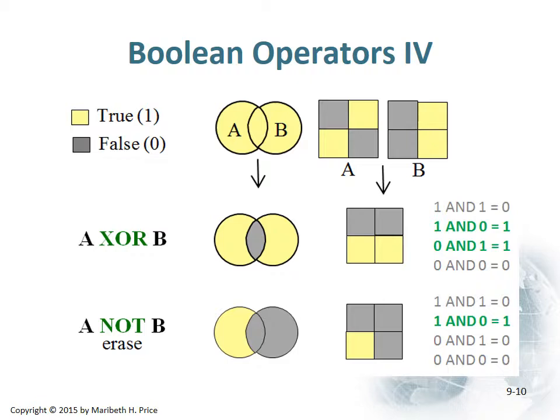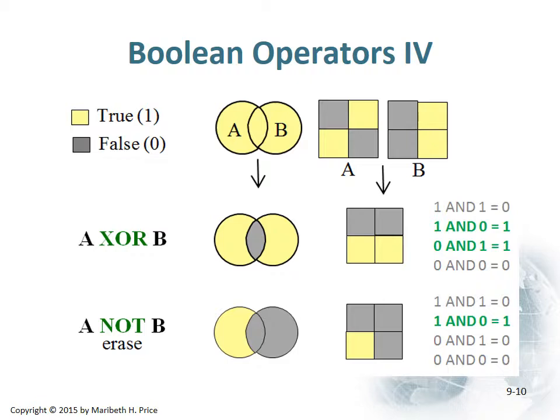So exclusive OR works like OR, but anything that is values of true with both inputs at the same time will result in false. So it excludes the common area, it excludes the intersected area, and that becomes false. A NOT B reverses things, acts like an erase function here with raster values.